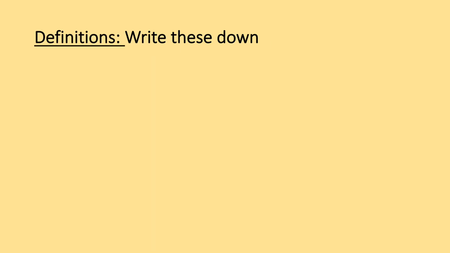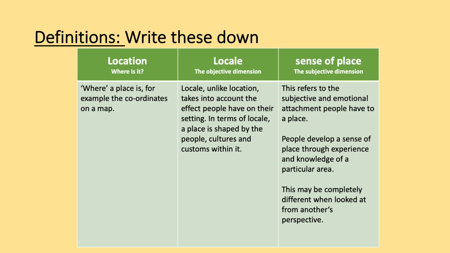So this slide shows the definitions: location, locale, and sense of place. You can see sense of place is based on emotion and different people's experiences of a place. So therefore, people can look at a place through very different eyes and identify it in a different way. Whereas the location is fixed, it's factual, unlike sense of place.